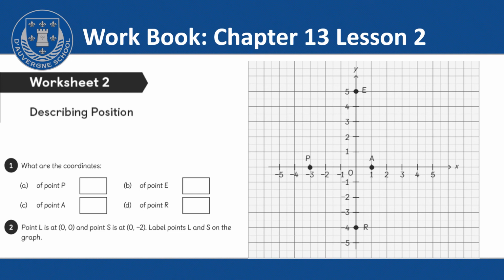We'll have a quick go at E, and then I'm going to let you have a go on your own. Okay, so for E, you should have seen that on the x-axis, it's on 0. So for E, the coordinates would be 0, and then if we count up the y-axis, we can see it's at 5. So 0, 5 is your answer for E. Good luck with the rest.